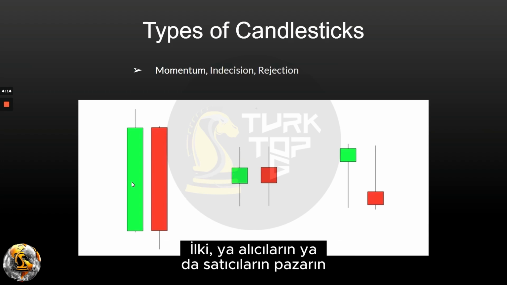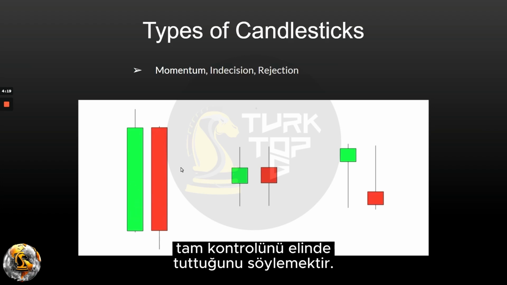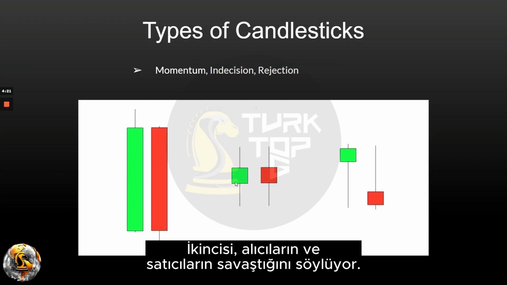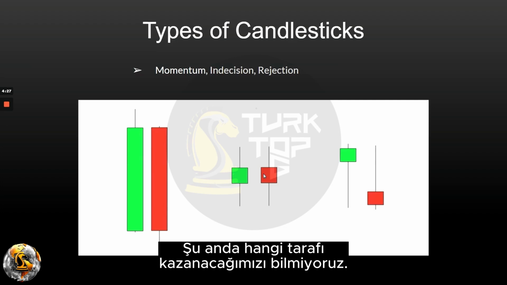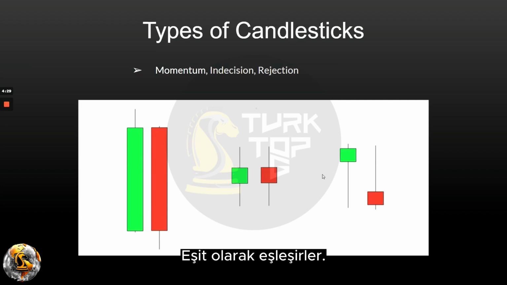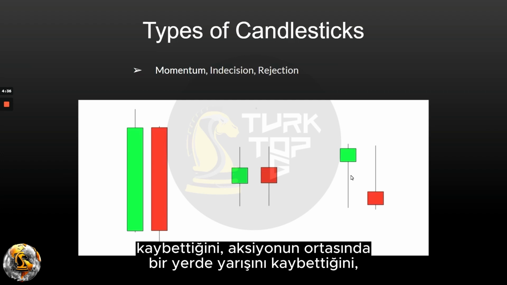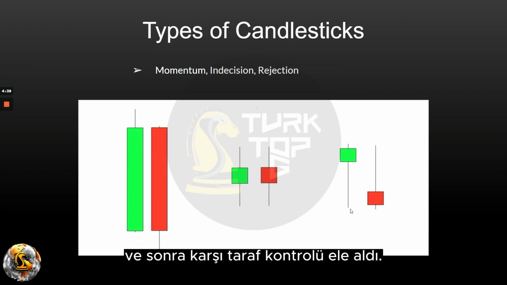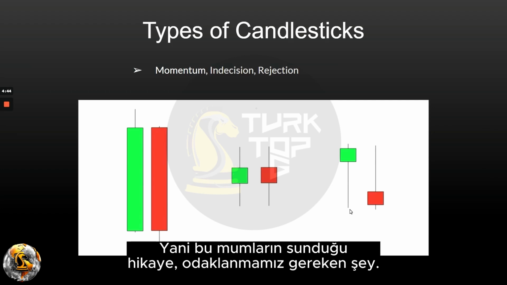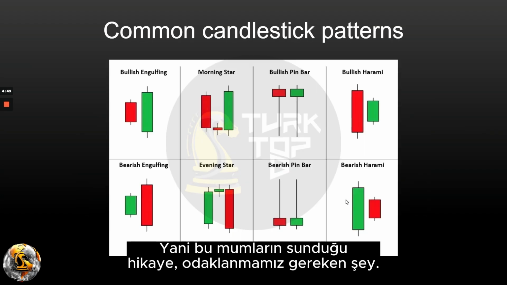The first one is saying that either the buyers or the sellers are in complete control of the market. The second one is saying buyers and sellers are fighting. We don't know which side will win. Right now, they're equally matched. The third one is saying that at one point, one side was in control, but it lost its way somewhere in the middle of the action, and then the other side took control. So the story these candles present is what we need to focus on.